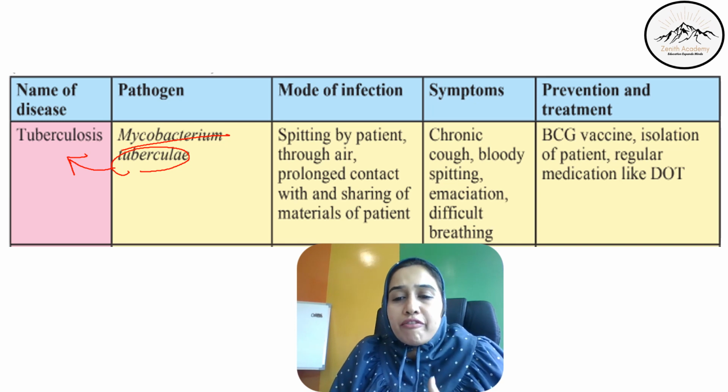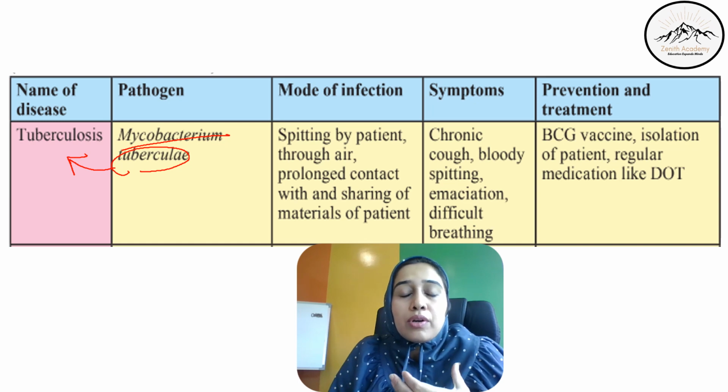Symptoms are chronic coughing. You have extreme coughing. You have blood in your sputum, and difficulty in breathing.